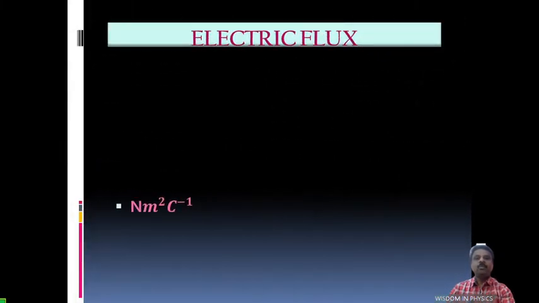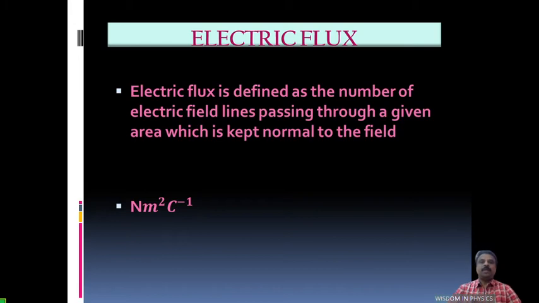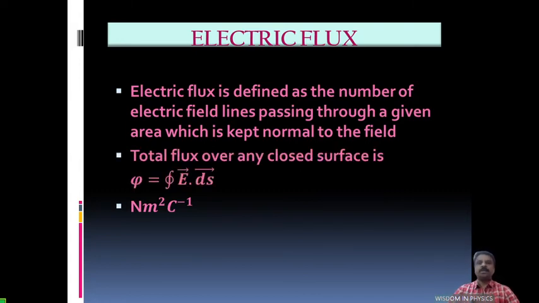Okay, next one more thing we have to know, electric flux. This is a very important quantity for us. What is electric flux? Electric flux is nothing but the number of field lines crossing through a particular area. Suppose the electric field comes here, and you have an area that is perpendicular to the electric field. How many electric field lines are crossing through the given area which is kept normal to the electric field? That quantity is nothing but electric flux. Generally it is represented as phi.